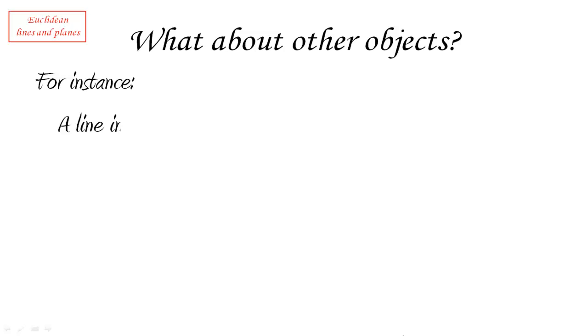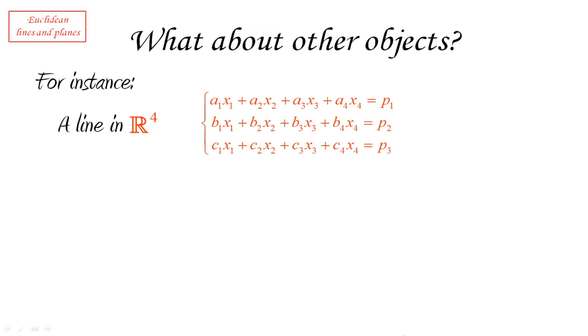So for instance, if I'm looking at a line in R4 now, a line in R3, we know it's the intersection of two planes. Well, how about a line in R4? Well, it's going to have to be the intersection of three hyperplanes, right? So in this case, we have three equations, four variables. That means at least one variable is going to be the free variable, assuming that we have chosen the hyperplanes correctly. That is all the free variables we're going to have, and therefore that's going to define our line.